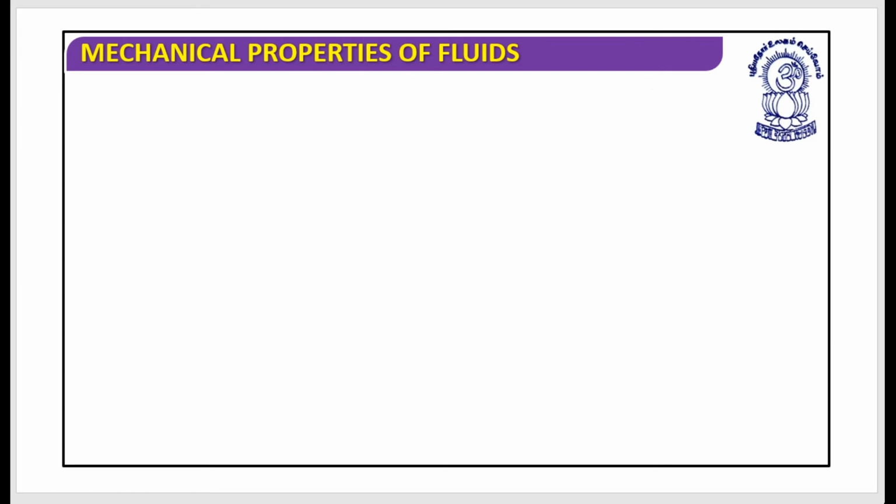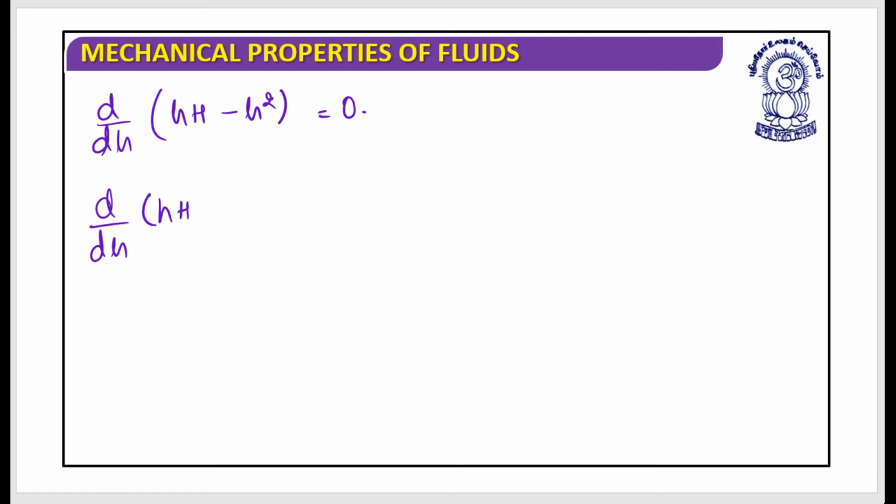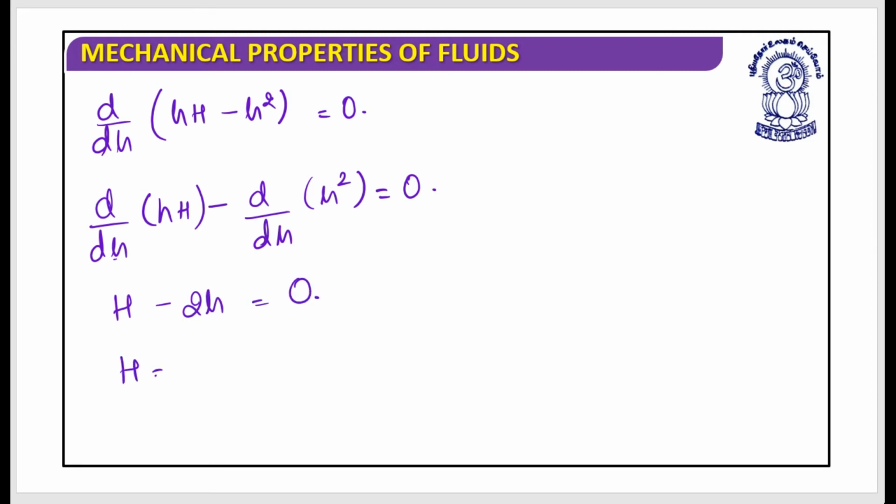So d by dh of h into bracket H minus h square should be equal to 0. Then it is d by dh of hH minus d by dh of h square equal to 0. So this is H minus 2h, which should be equal to 0. From this, H equals 2h, and from this h should be at H by 2.